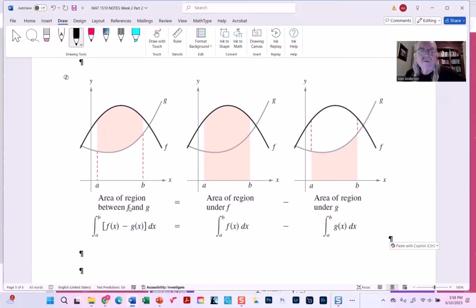Within that interval, f is always above g. They're trying to help you see the difference by making f a very bold line and g a gray line. So, if you notice, the integral that we need is not just the integral of f of x dx, which is what it would be if we were looking at the area between the curve and the axis. Because it's the area between f of x and g of x, we're subtracting one from the other.